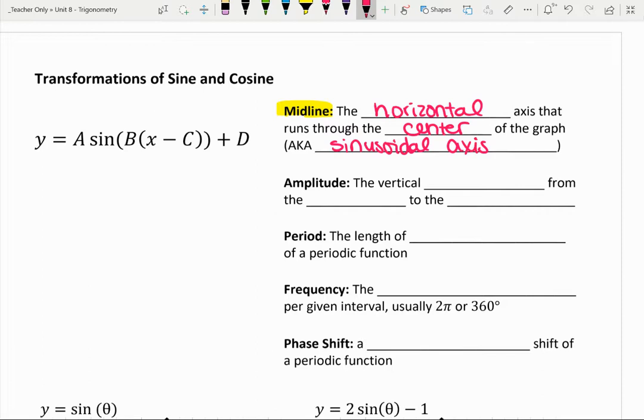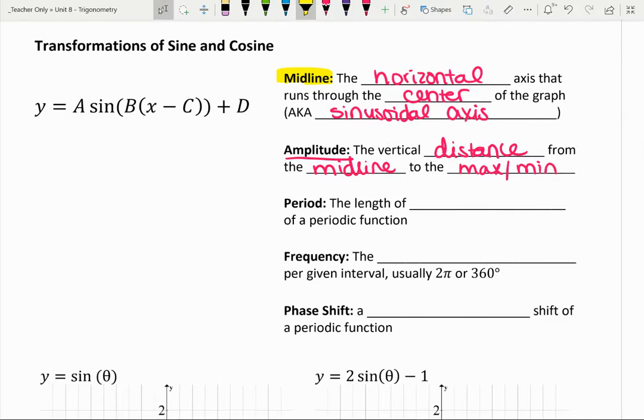The amplitude is the vertical distance from the midline, so from the center of the graph, to either the maximum or the minimum of the graph, so the highs and the lows. And again, if we're talking about amplitude as a distance, it's always going to be a positive number.